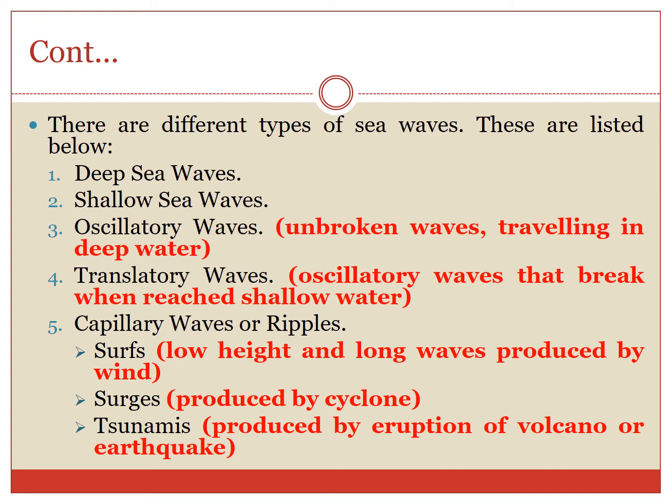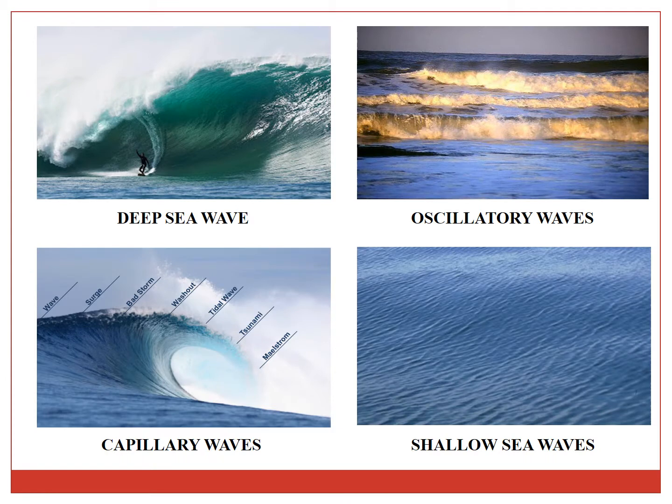So my dear friends, here is the list of the different types of sea waves. In this figure, we have shown you the deep sea wave, the oscillatory wave, and the capillary waves. In the capillary waves, there are a number of names. In this, the three most important names we have specified: the surfs, the surges and the tsunami. And the last one is the shallow sea wave.